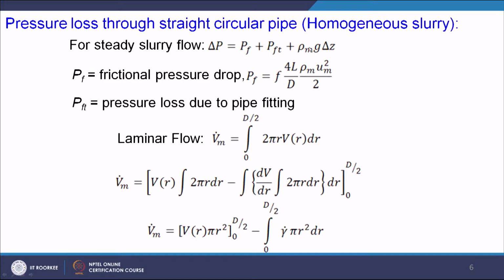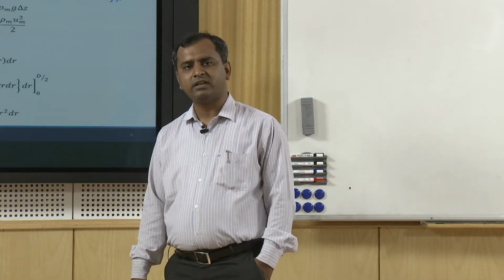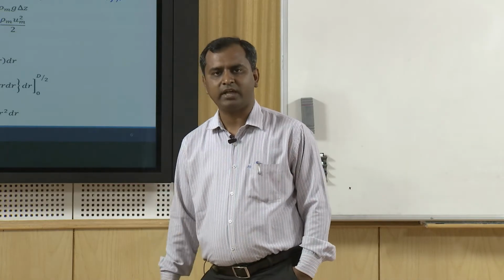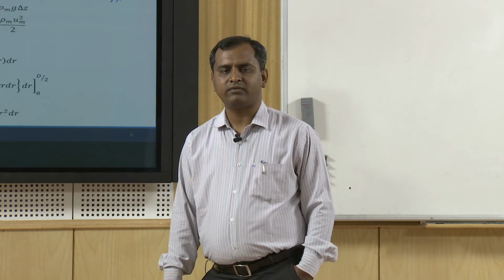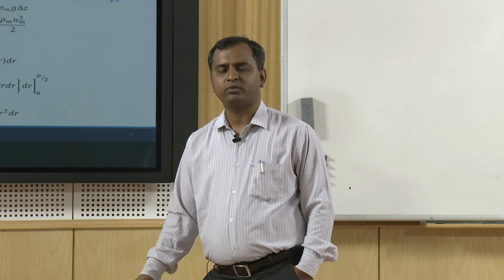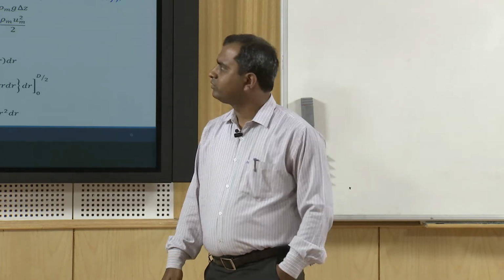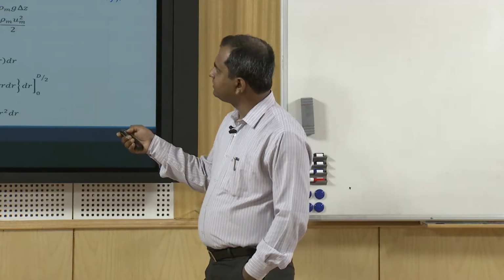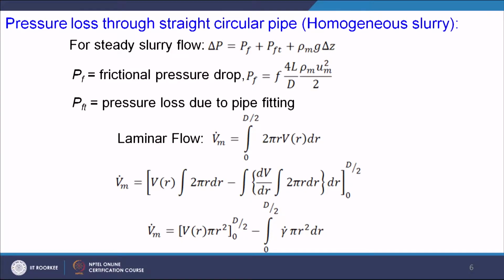So, gravitational pressure drop is very simple. We know the mean slurry density, and I have already shown you how to calculate it. That will be alpha s into rho s plus 1 minus alpha s into rho l. Once we know the mean slurry density, multiplied by g and the potential head of the pipeline, that gives me the potential head or buoyancy head, okay.